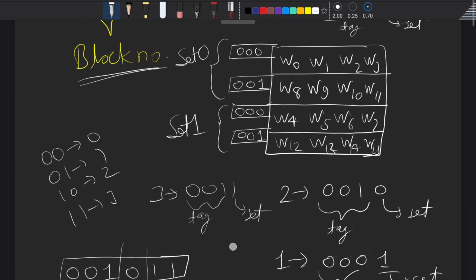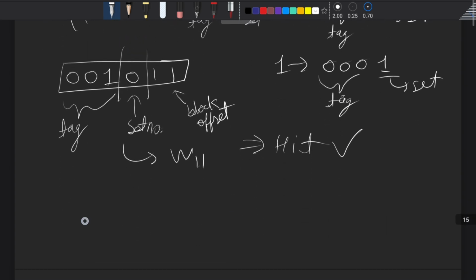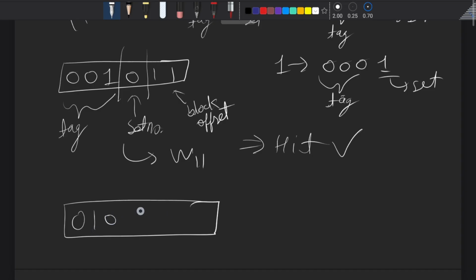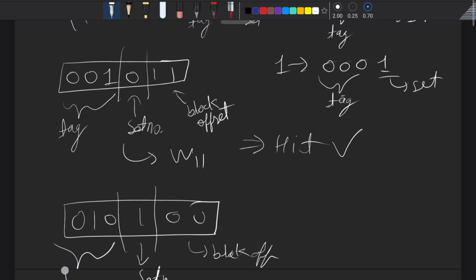Now let's have another example. Let the CPU be looking for 010100. So first of all, we will be dividing it in three parts: block offset, set number, and tag.